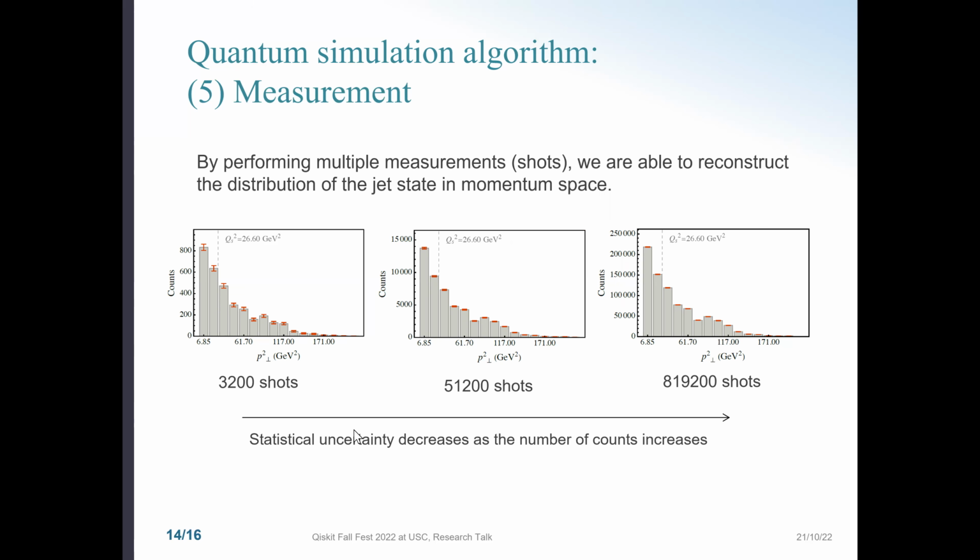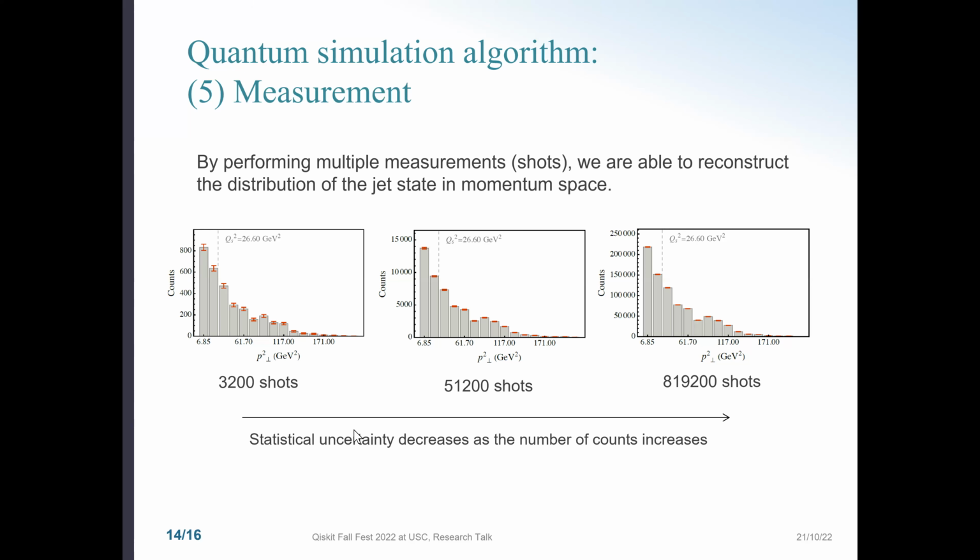Yes. The statistical uncertainty depends on the simulator that you use, or how do you get to it? We assume that since each measurement is independent, the probability follows the Poisson distribution. So this uncertainty depends on the number of events that fall into each bin. Yes, we use the ideal quantum simulator.